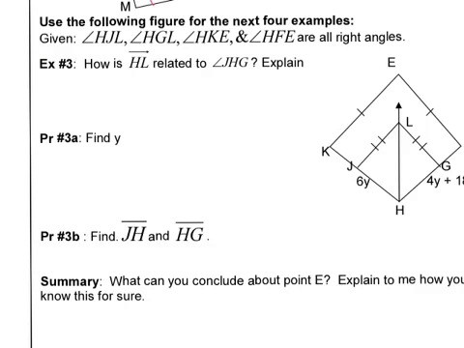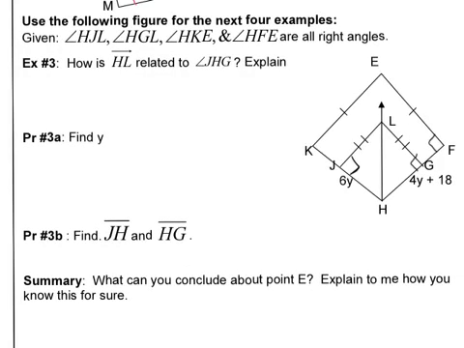Okay, use the following figure for the next 4 examples, and then it tells you that all these angles here are right angles. So let's mark that. It says HJL is a right angle, HGL is a right angle, HFE is a right angle, which is right here, and that HKE is a right angle. So that's this one right here. And they want to know, how is HL related to angle JHG?